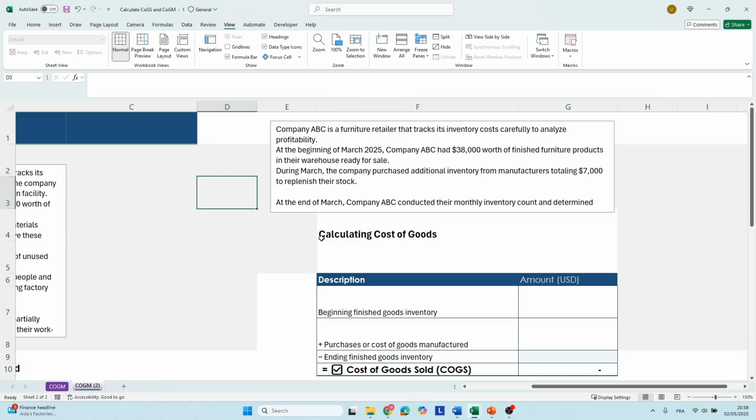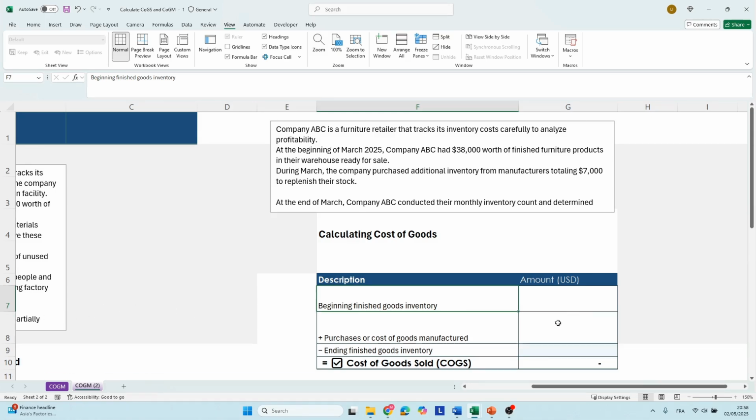Let's have an example for how to calculate the cost of goods sold. This is the formula. We said that the calculation for the cost of goods sold is right in here. So it's the beginning finished goods inventory plus any additions, that means the purchases or cost of goods manufactured during the period, minus the ending finished goods inventory. And we get the cost of goods sold.